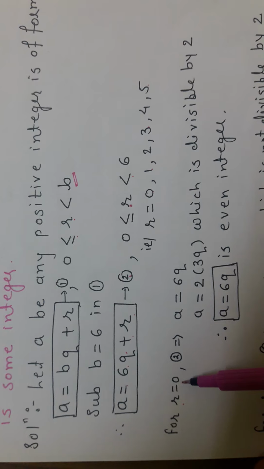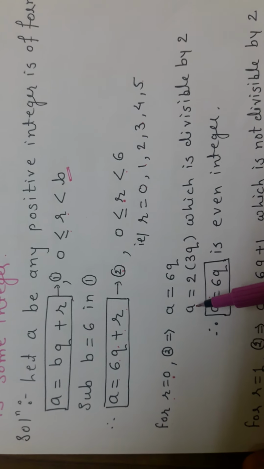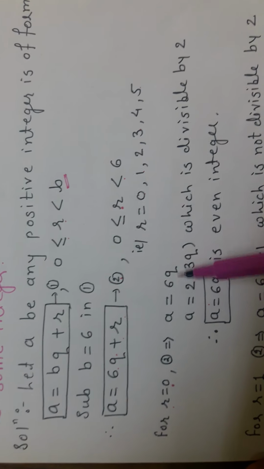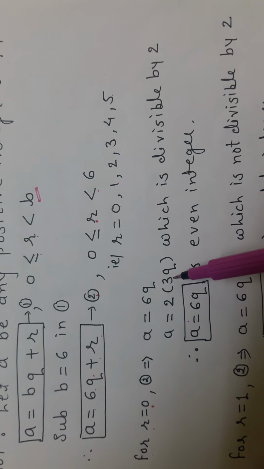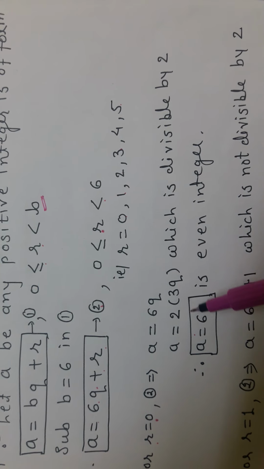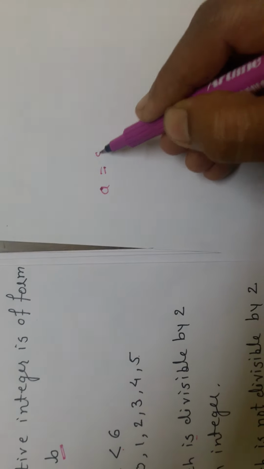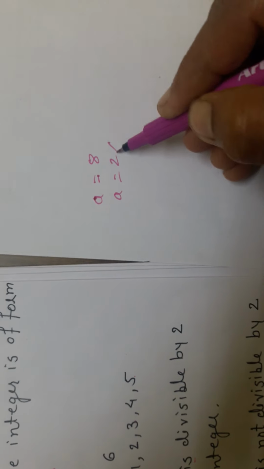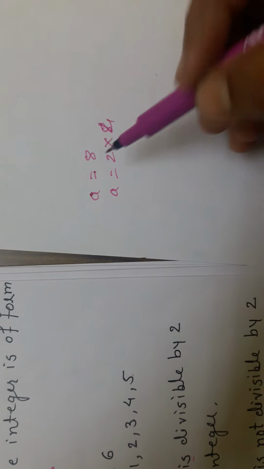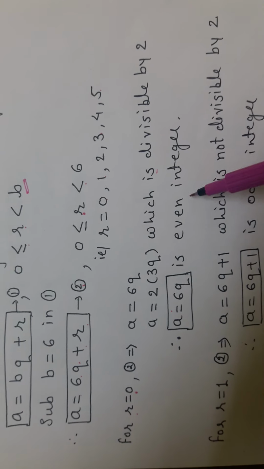For r is equal to 0, equation 2 implies a is equal to 6q. Can we factorize 6q as a is equal to 2 into 3q? When 2 is one of the factors of any number, then it is divisible by 2. For example, if we say here that a is equal to 8, a can be written as 2 into 4. That's why 8 is divisible by 2. That's why a is equal to 6q is an even integer.